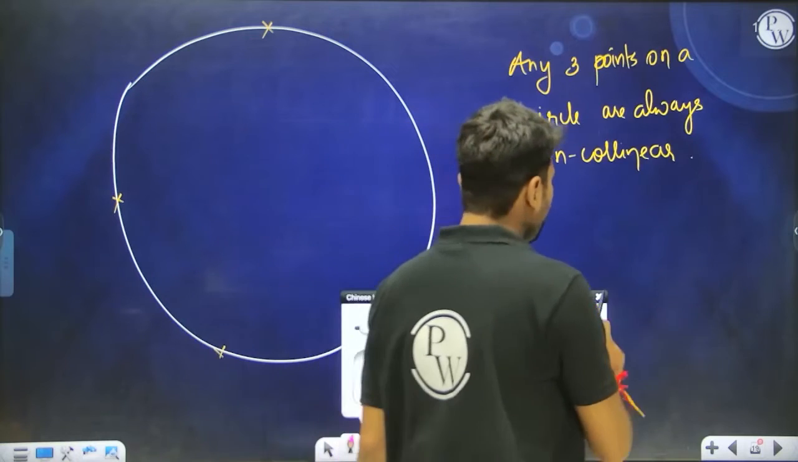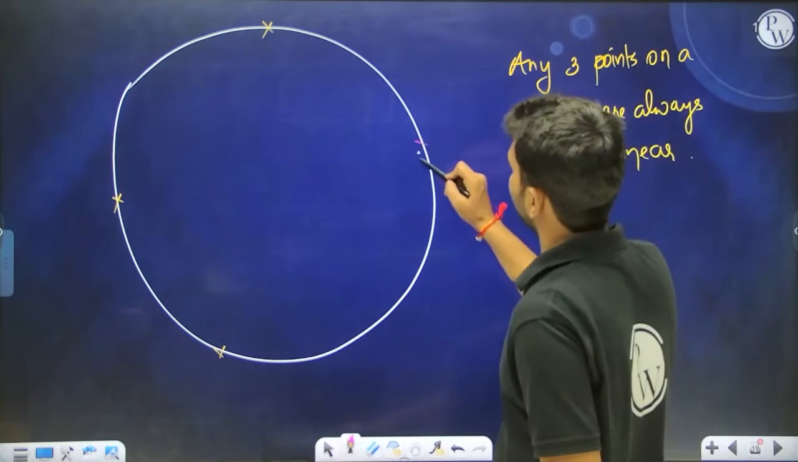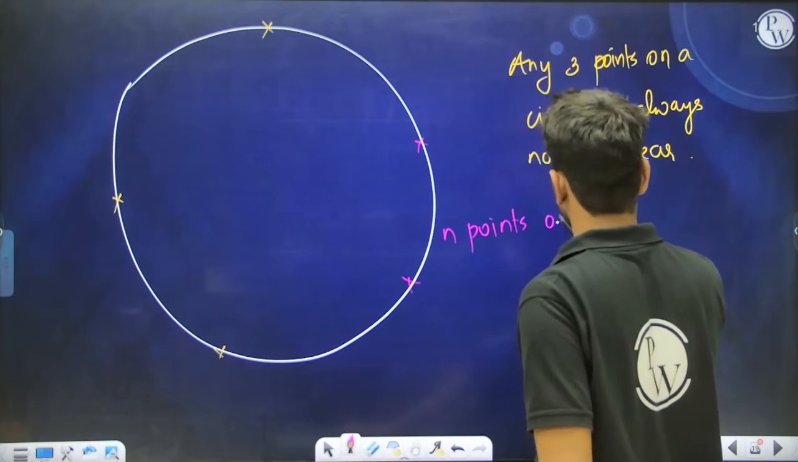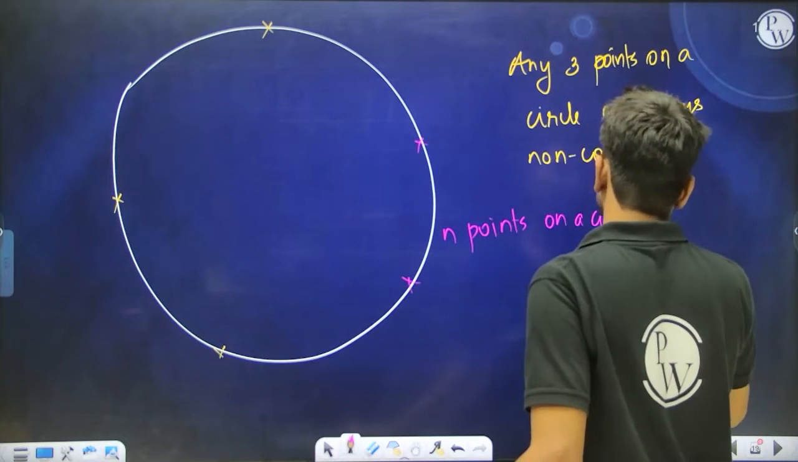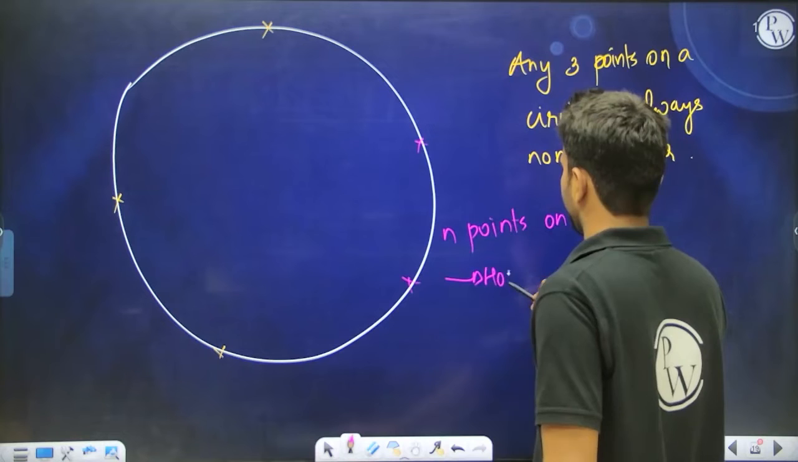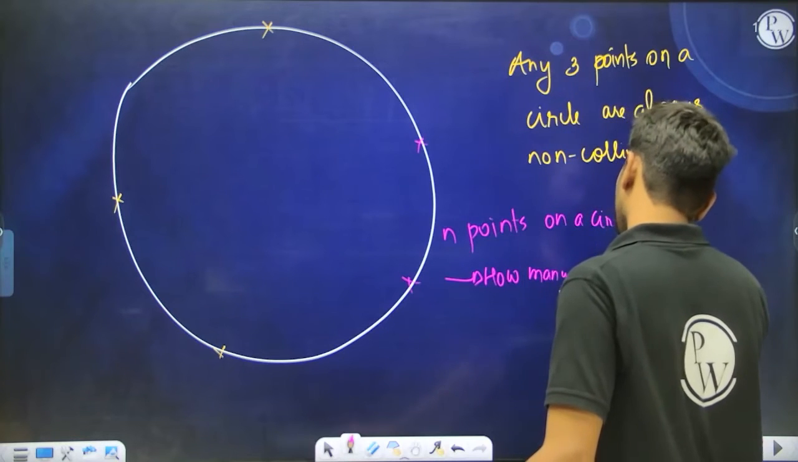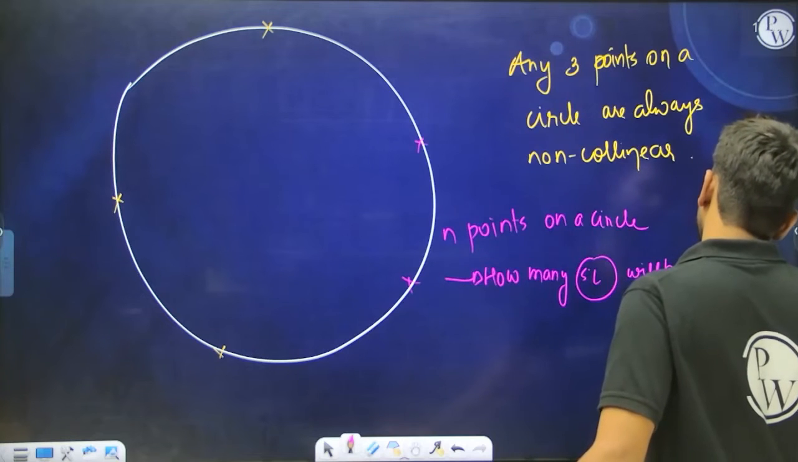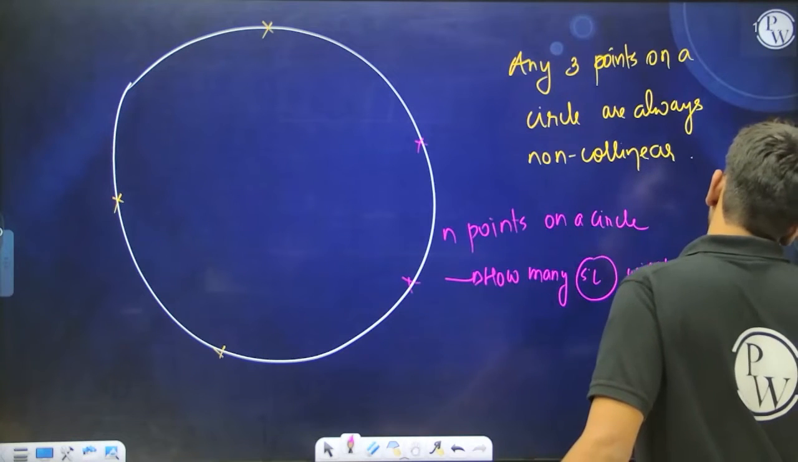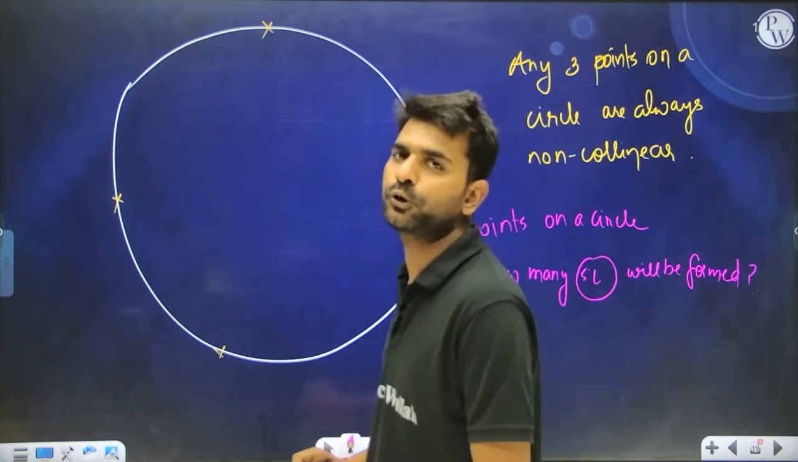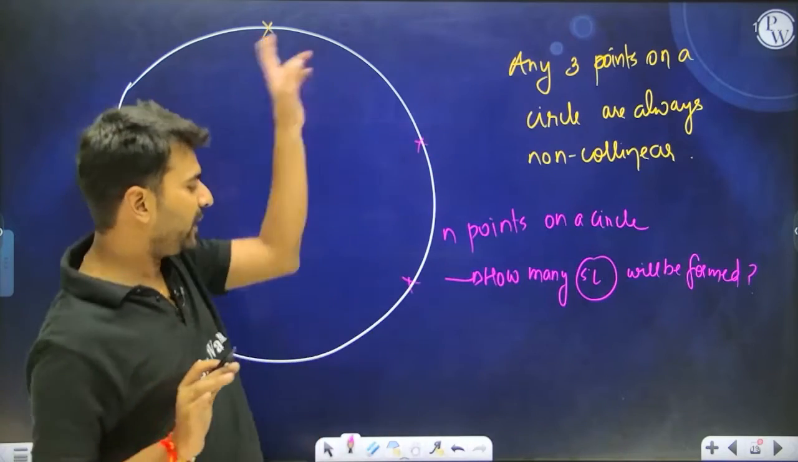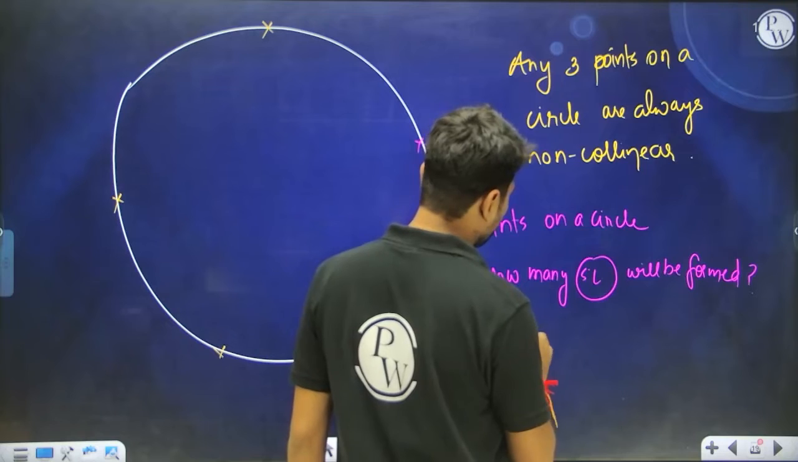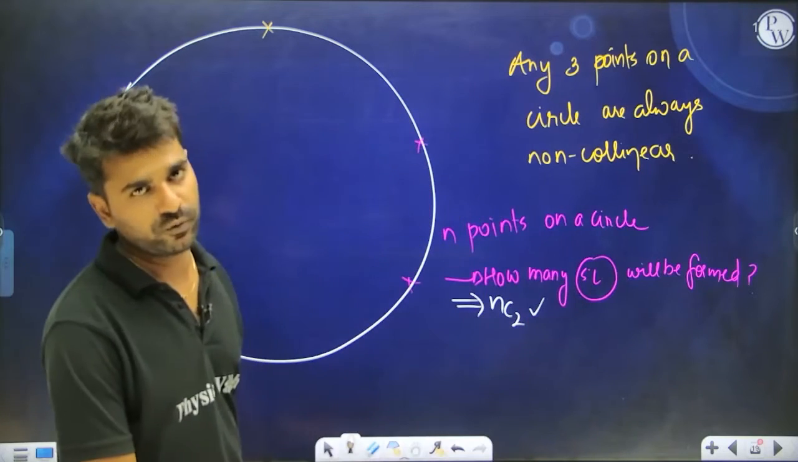If n points are given to me on a circle, how many straight lines will be formed? You have to understand that in order to form a straight line you need nothing but 2 points. So out of n distinct points, the moment you take any 2 points, you have a straight line, yes or no? So nC2 number of lines will be formed.